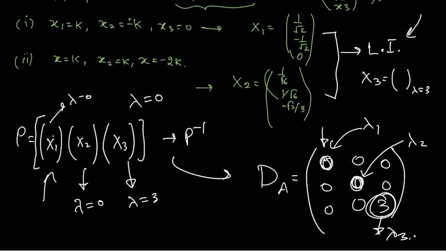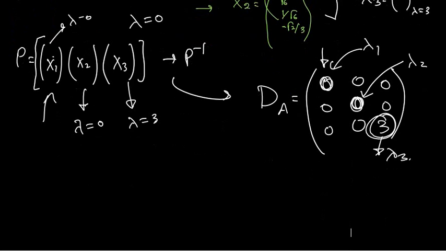So this was the case where the eigenvalues are degenerate, but still you can find the eigenvectors as linearly independent. So you have to check the linear independence of the eigenvectors. So let's move further.